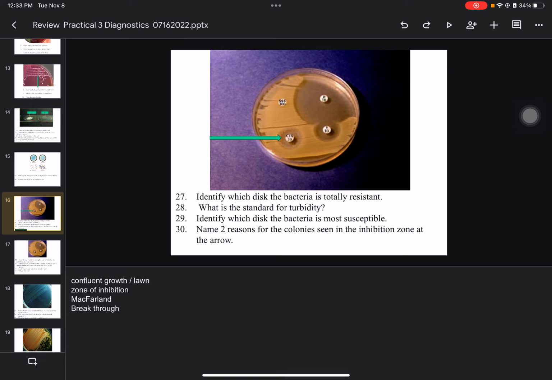And then number 30, why are you seeing the colonies growing in that zone of inhibition with CIX? One is breakthrough, the other is that there are two organisms in here, it's contaminated. One of them is sensitive, the other one's not.